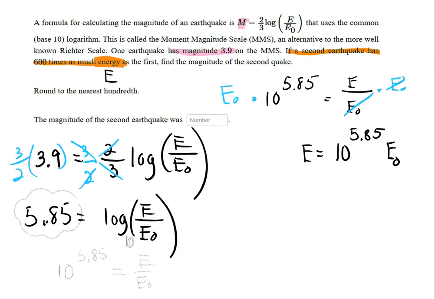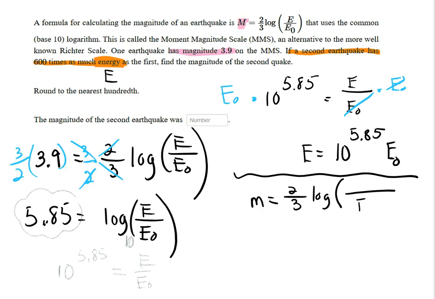Now that's E. So if I go back into the equation, which is M equals 2/3 the log of, in the numerator where the E is, I'm going to put this in the numerator. So I'm going to have 10 raised to the 5.85 E sub 0.